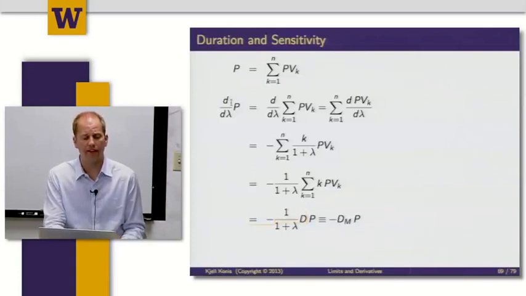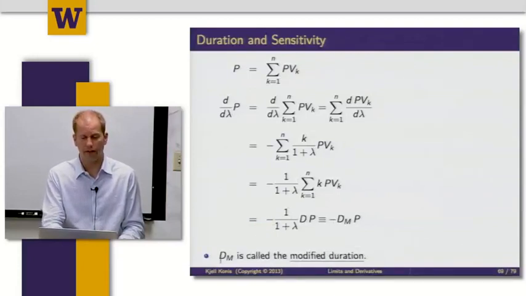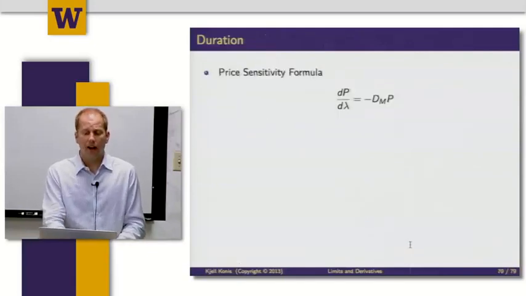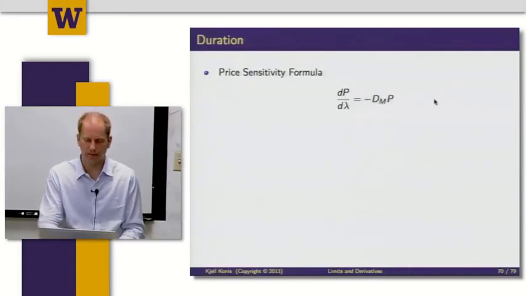And so the sensitivity, the rate of change of the price with respect to, you can think of this as the interest rate, is equal to minus the modified duration times the price. Okay, yeah, so D_M is modified duration. And so this is what we found now, that the derivative of the price with respect to the yield to maturity is the negative of the modified duration times the price.